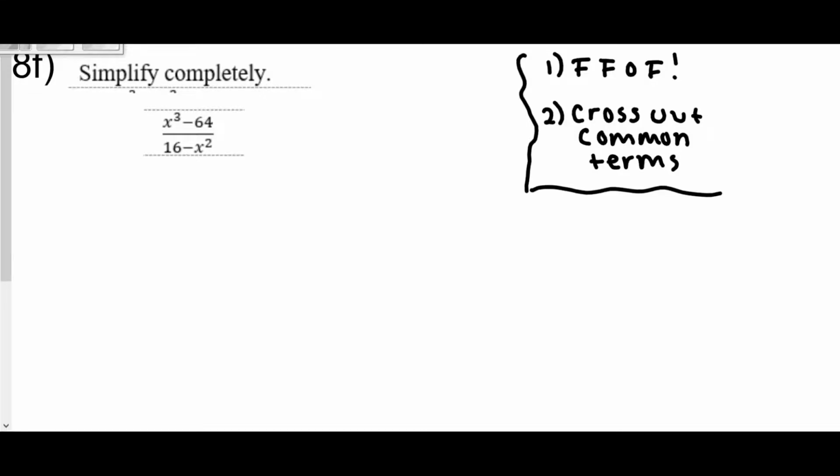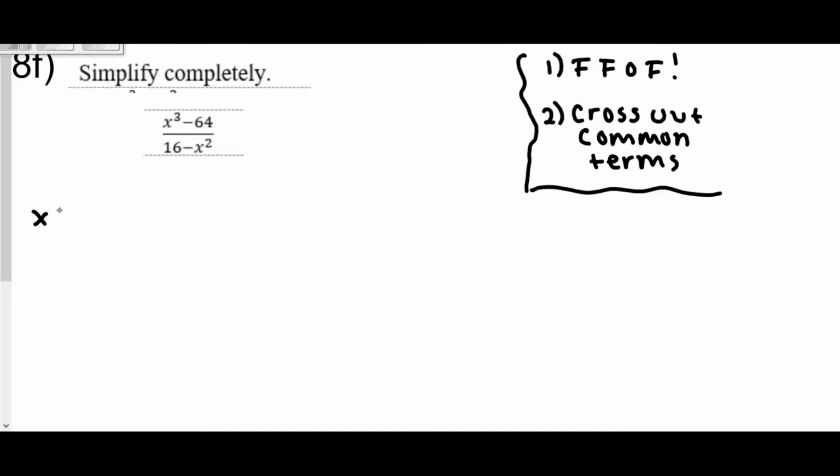8f, simplify completely. So this is a rational expression, and all they're asking us to do is simplify. There's no equation to solve. We're not solving for x. We're just trying to simplify it. And these behave just like normal fractions that we've been dealing with since elementary school. We want to follow our two steps. Our first step, always with dealing with rational expressions and equations, is to factor first. Factor first or fail.